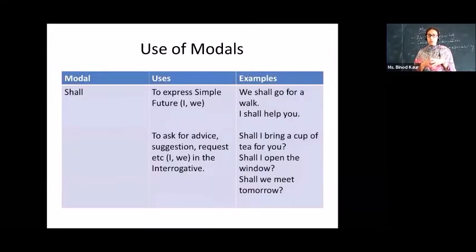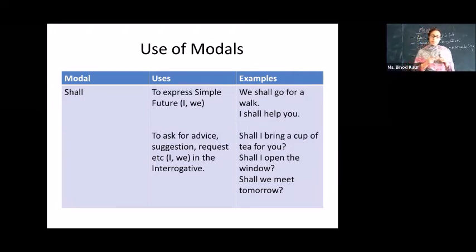Shall. As I told you, will is used with first, third or second person, again to express simple future with I and we. Otherwise it is not incorrect, but it is the exact English and nobody follows this. But the persons who pay attention to exact English keep a particular mindset to use this. We shall go for a walk, to express simple future. I shall help you. To ask for advice, suggestion, request, etc.